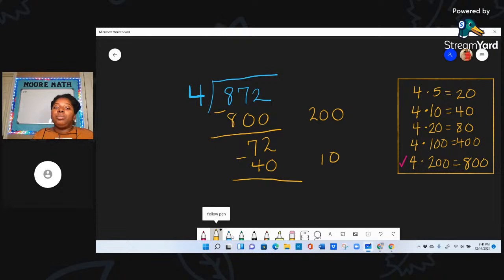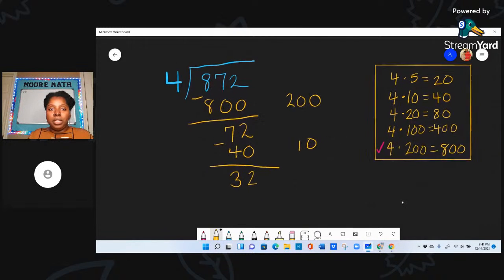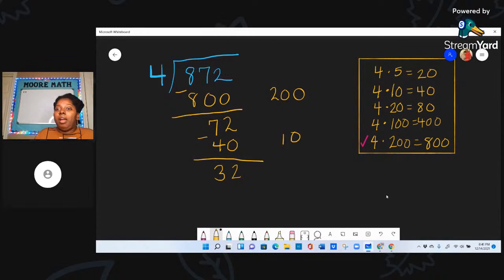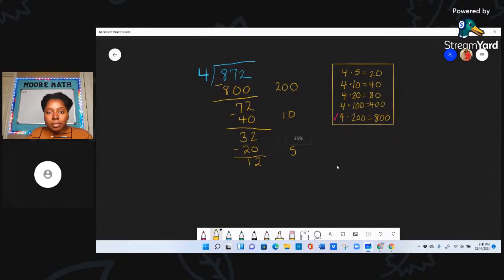All right. Let's subtract. 2 minus 0. 2. 7 minus 4. 3. Good. Let's keep going. I'm going to move this down. What's next? 4 times 5. Okay, so we can do 4 times 5. Excellent. So I'm going to put a 5 here, and 4 times 5 is 20. All right, 2 minus 0, 2. 3 minus 2. 1. We're almost there.